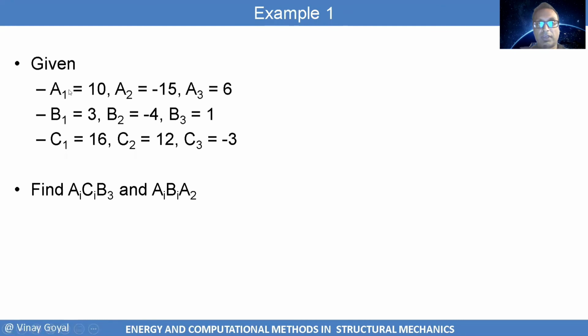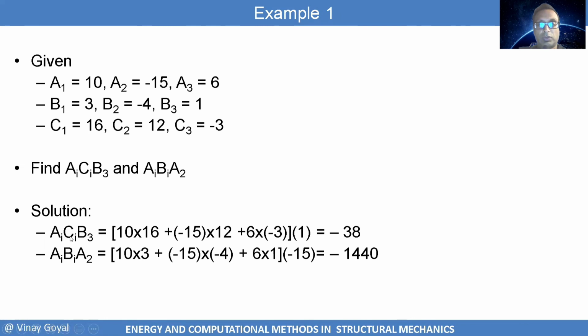Say we have A1 equals 10, A2 equals minus 15, A3 equals 6. This is an example. B1 is 3, B2 is minus 4, B3 is 1, and then I'm giving values of C1, C2, and C3. I want to calculate Ai Ci B3 and Ai Bi A2. You can see here clearly that i is repeated, so that must be summation over i. Here i is repeated as well, so it is summation over i too.